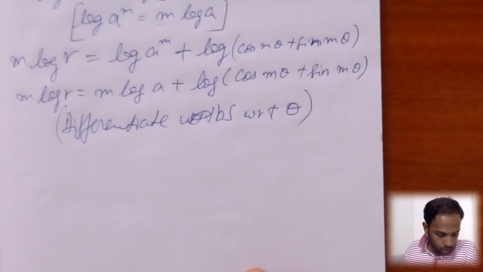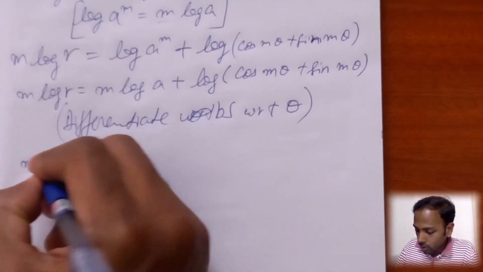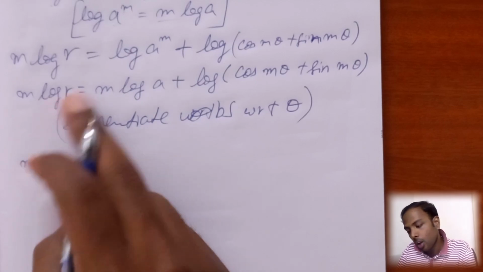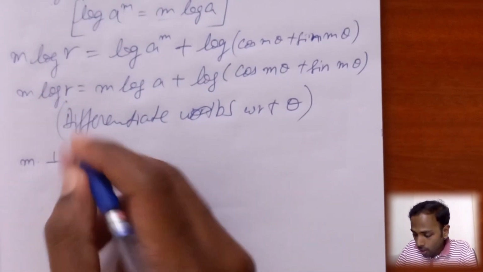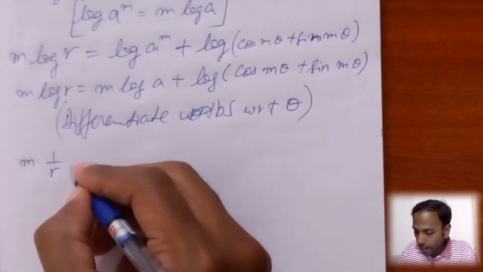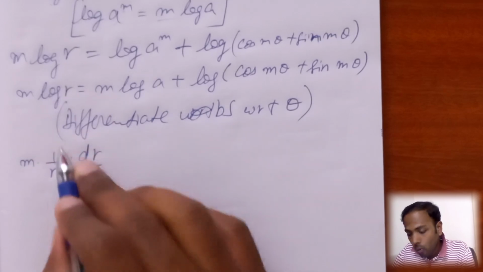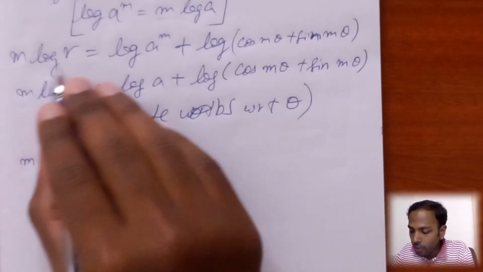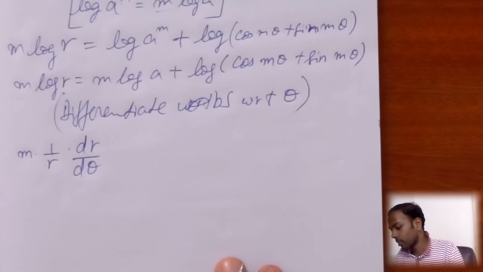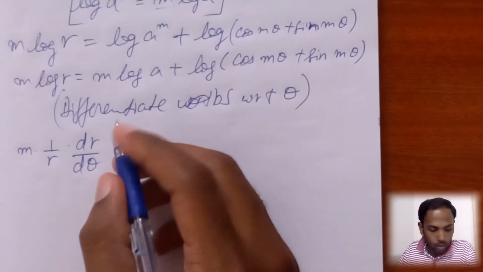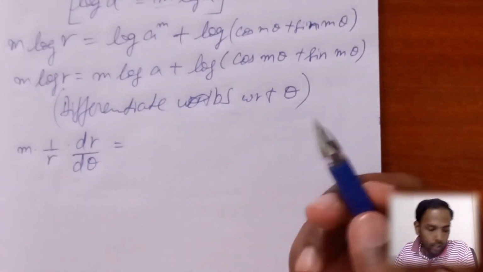Okay. So, differentiate now. M is a constant. So, M into log R. What did I say? Differentiation of log R with respect to theta is first differentiate it normally and then into just put dr by d theta. That's it. If it was log W, 1 by W into dw by d theta. If it was log X, 1 by X into dx by d theta. That's all. This is the shortcut.